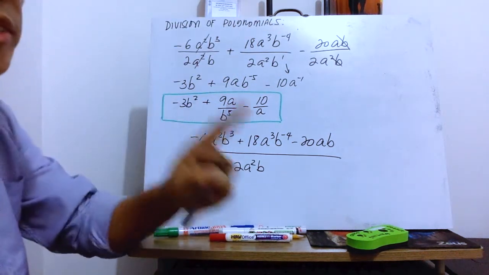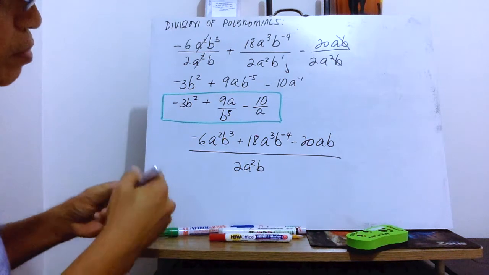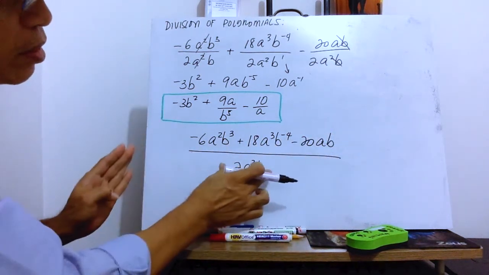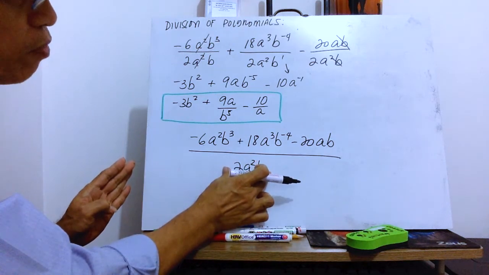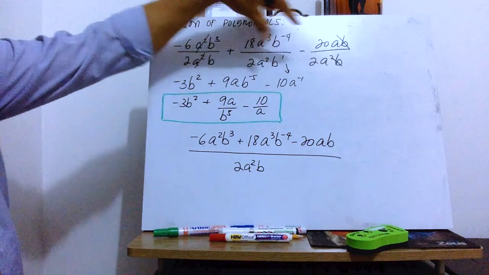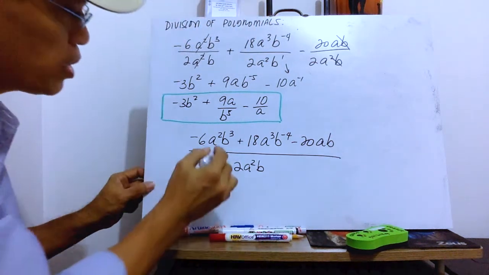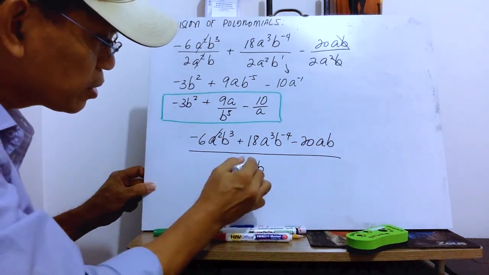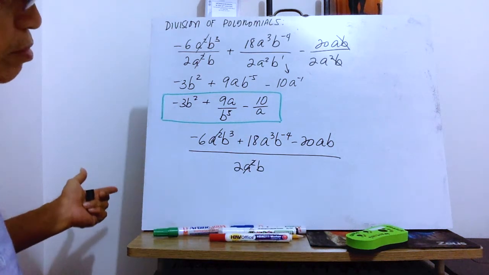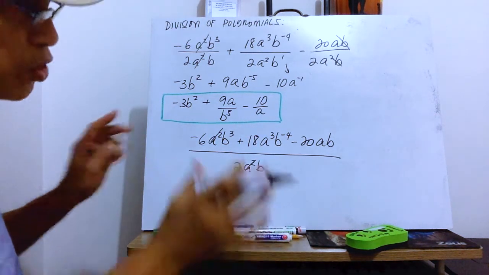Now some students have the habit of doing this. They do not separate the denominator into terms like this. What they do is they do cancellation like that, and then what comes next? They don't know what to do. So never do this.